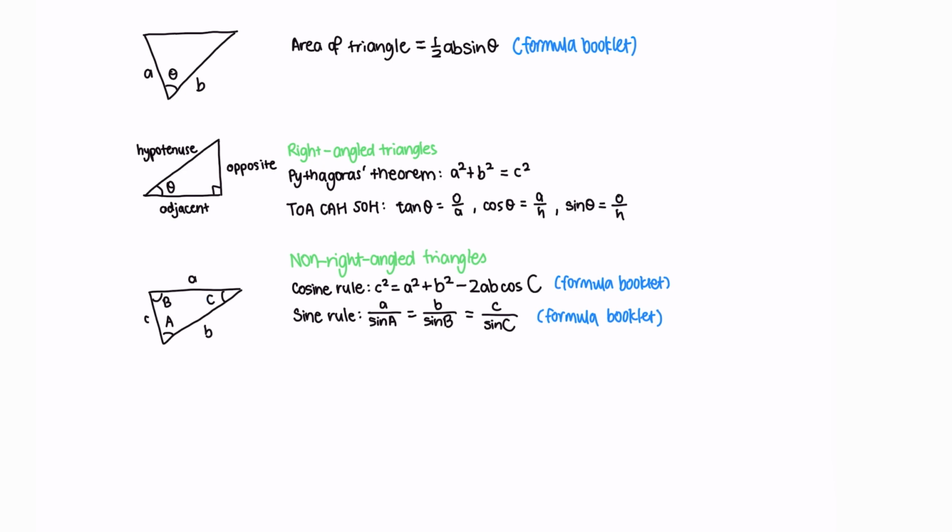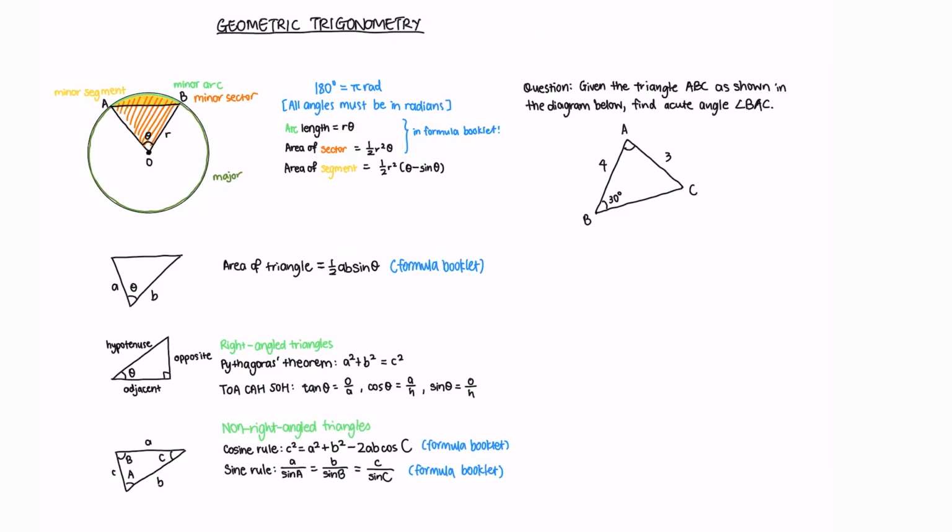Next, for the sine rule, this says that A over sine A will be equal to B over sine B, which will be equal to C over sine C. Now while this cosine rule relates three sides and one angle, this one relates two sides and two angles. Let's try out this question.